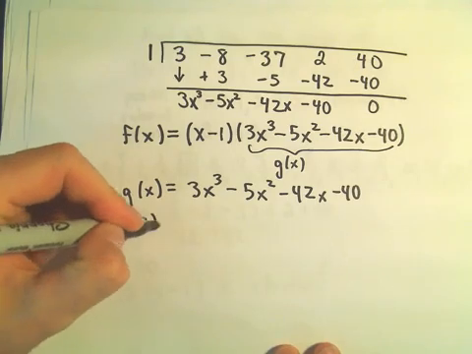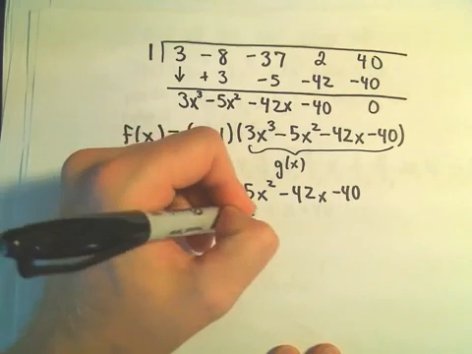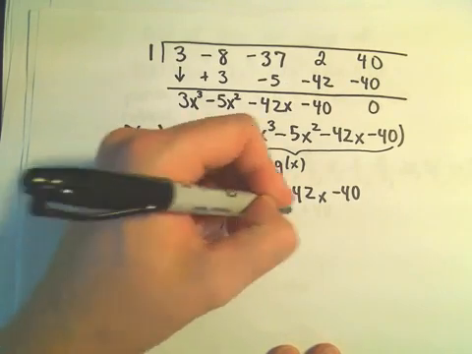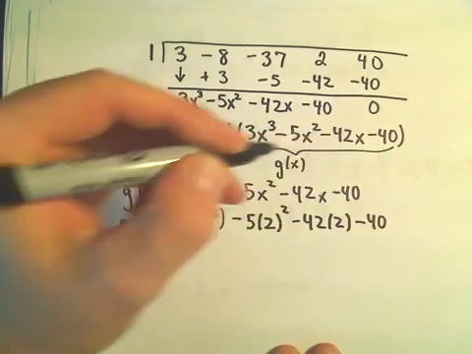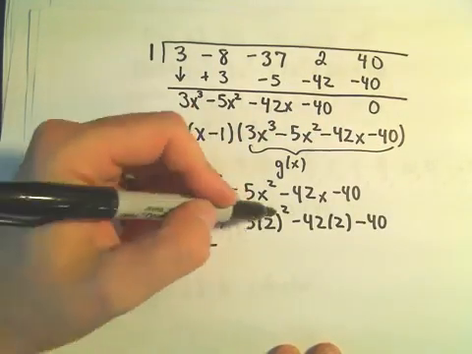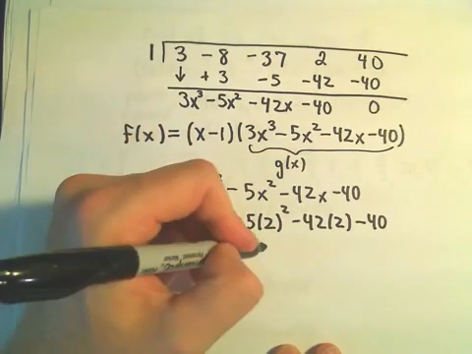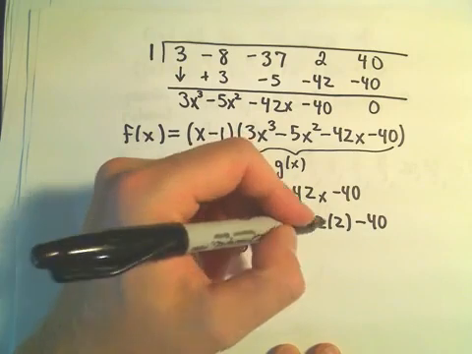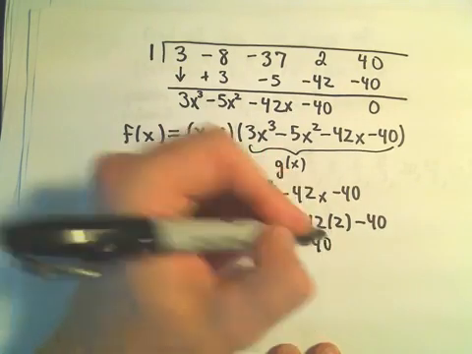So let's see, if we plug 2 in, we would get 3 times 2 cubed minus 5 times 2 squared minus 42 times 2 minus 40. So 2 cubed is 8 times 3 is 24. 2 squared is 4 times negative 5 will give us negative 20. Negative 42 and 2 will be negative 84 minus 40.